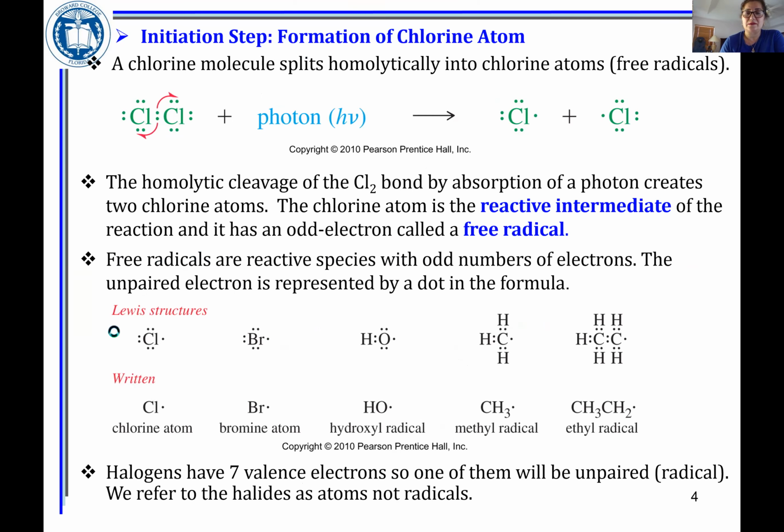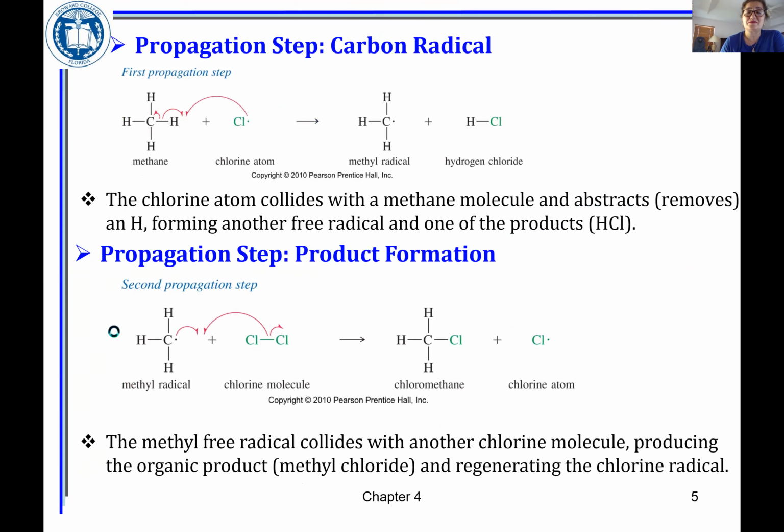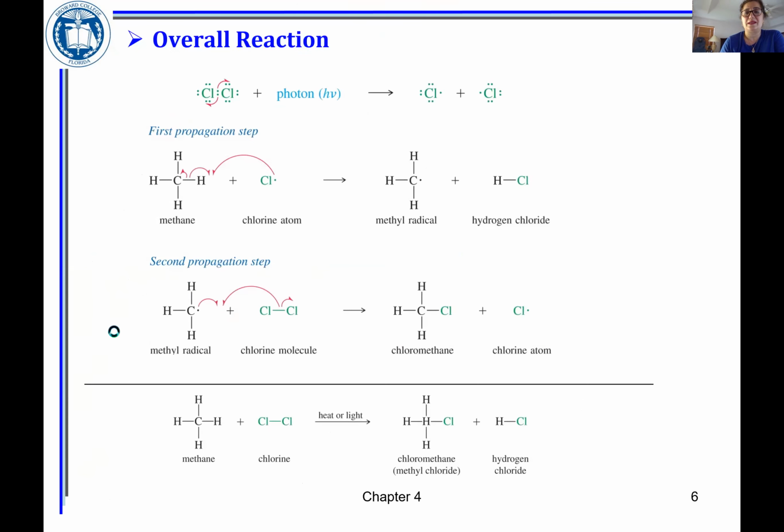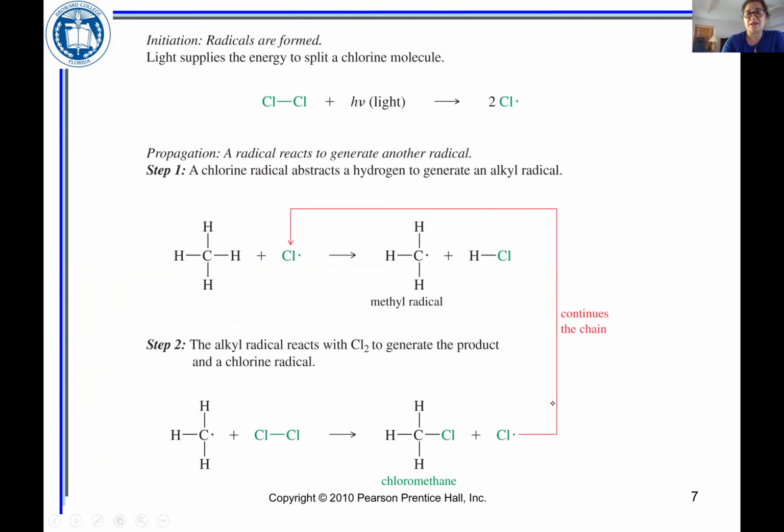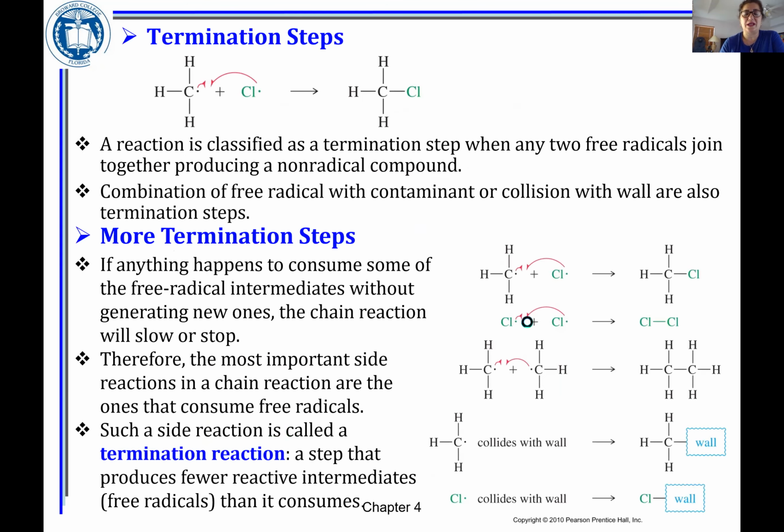The propagation step repeats itself multiple times, going back and forth to promote and continue the chain, basically. That's why it's called a chain reaction. And the termination step is going to produce a less reactive product, and it will stop the reaction. It's the end of the reaction. And at that point, you already have the product that you needed.